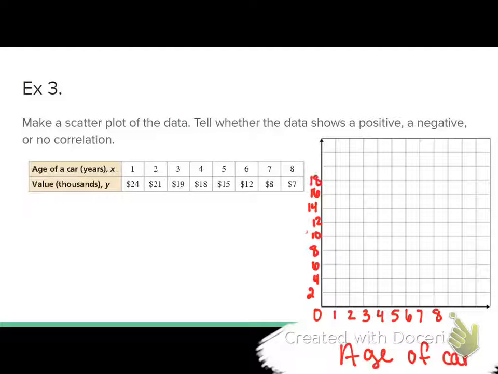14, 18, 20, 22, 24. All the way up to the top.